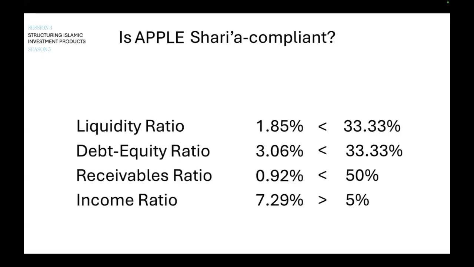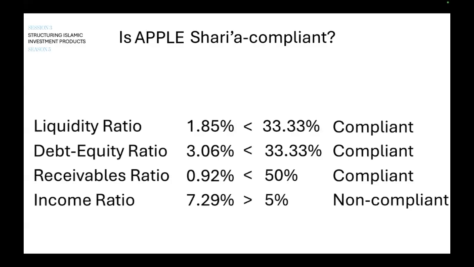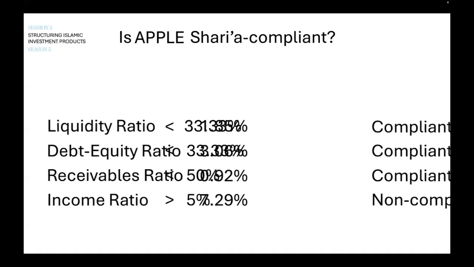And when we combine this with the income ratio, as per our calculations, with our assumptions, that was 7.29%, which is higher than the 5% threshold. Now, the question is with you, whether you would like to deem this as a Sharia compliant stock or not. So when it comes to the first three ratios, yes, compliant. When it comes to the income ratio, this is not compliant as per our calculations.